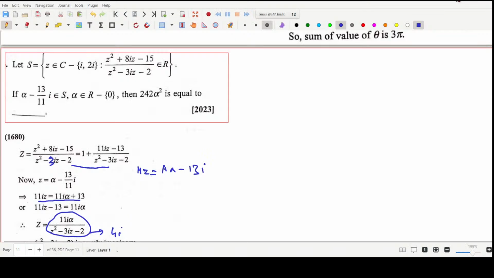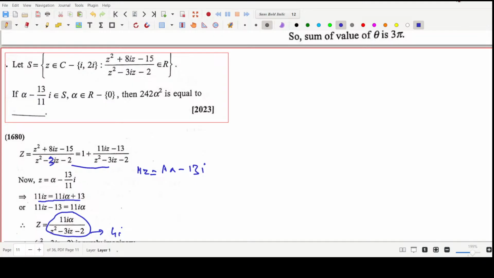Sir, how did we make z square plus 8iz minus 15 by z square minus 3iz minus 2 as 1 plus 11iz minus 13 by this? So we want to express this in terms of this. z square is z square. This 8iz, we can write as plus 11iz minus 3iz, right? And this minus 15, we can write as minus 2 minus 13, right?